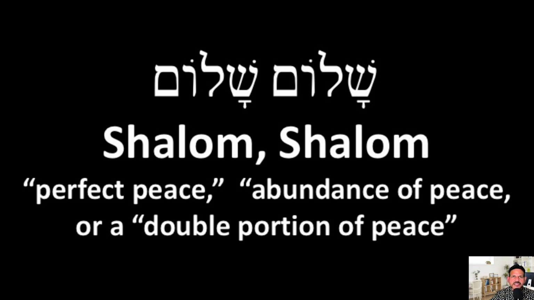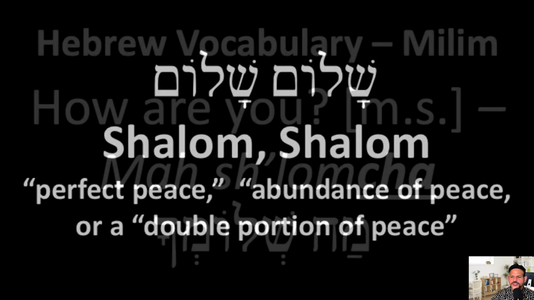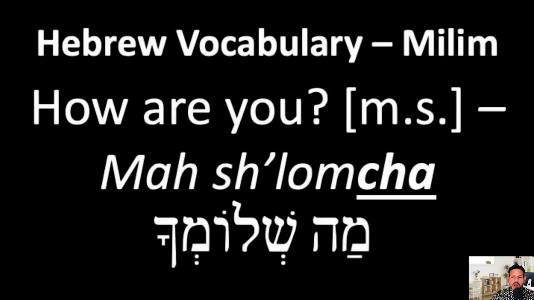This is seen in Isaiah 26, verse 3, I will give you perfect peace whose mind is stayed upon him, upon the Lord. And we have the idea of the perfect peace or double peace, a double portion of peace, shalom, shalom. We also use shalom for asking, how are you?